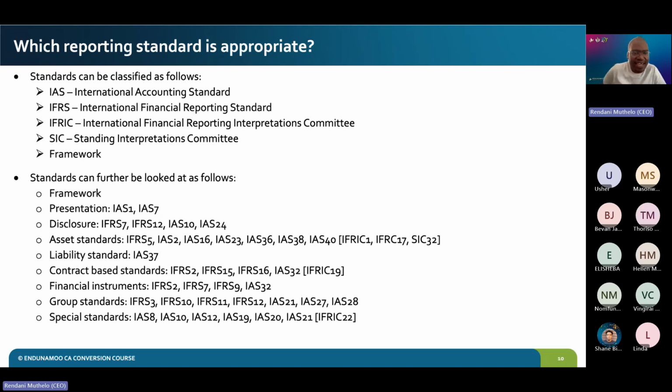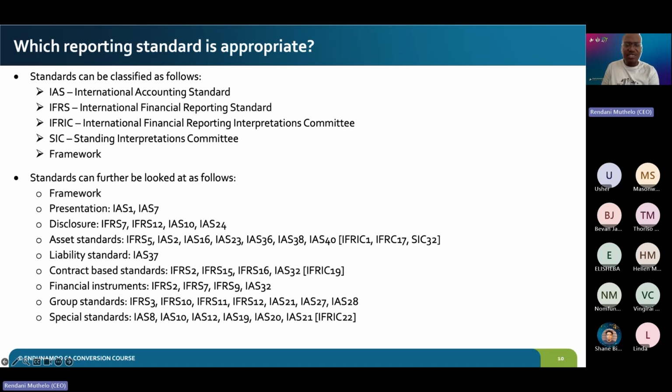Then we've got IS 10 and IS 24. IS 24 is called related party disclosure. So whenever they're related party, we need to disclose. IS 10 is events after the reporting date. So that is the disclosure standards.